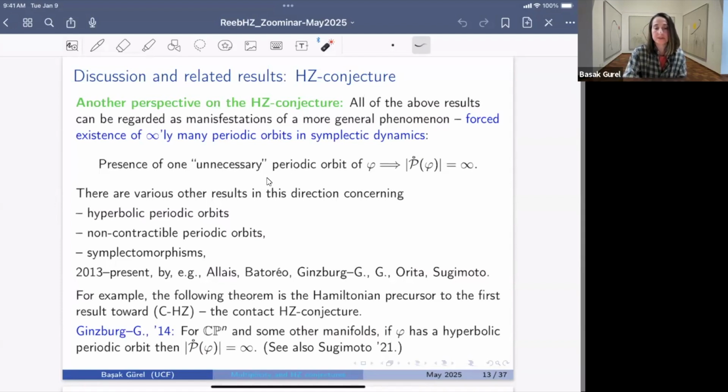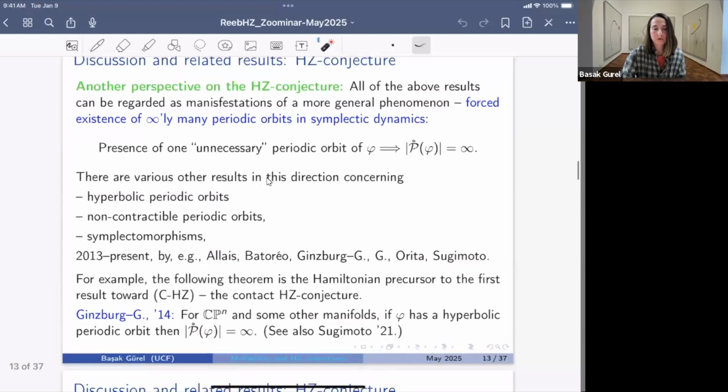For instance, the presence of a hyperbolic orbit implies infinitely many, or similar results for non-contractible orbits. Again, a Hamiltonian diffeomorphism doesn't have to have a non-contractible periodic orbit, but if it has one, then you have infinitely many. So this is how you should regard this. There are some results for symplectic morphisms as well when you look at it from this perspective.